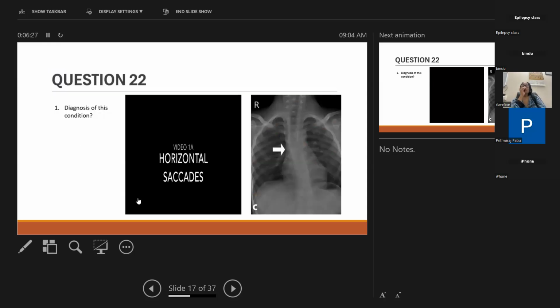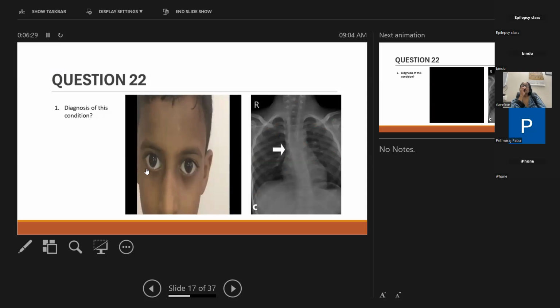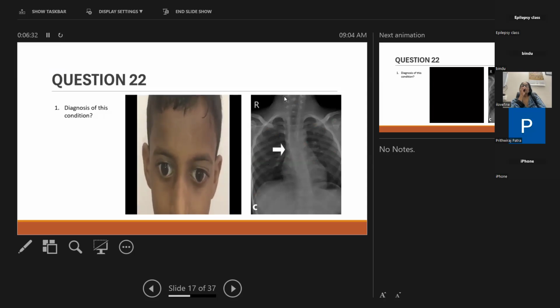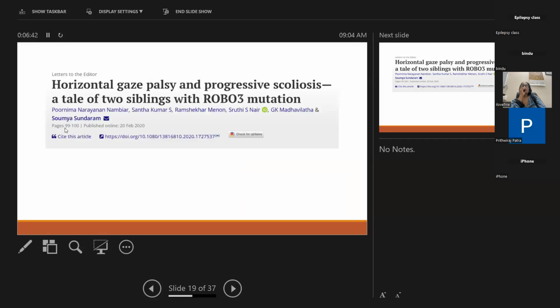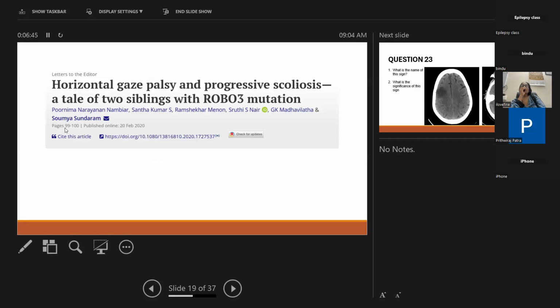Question number 22. The patient is having restriction of the horizontal saccades and the X-ray finding is suggestive of scoliosis. The diagnosis is horizontal gaze palsy with progressive scoliosis. It is an autosomal recessive condition due to ROBO3 mutation, which is a case published here.